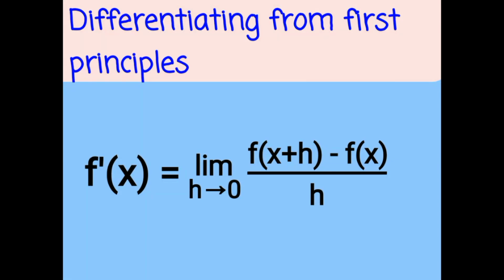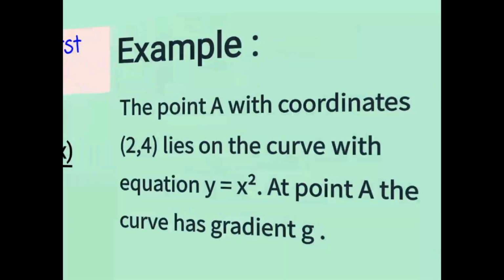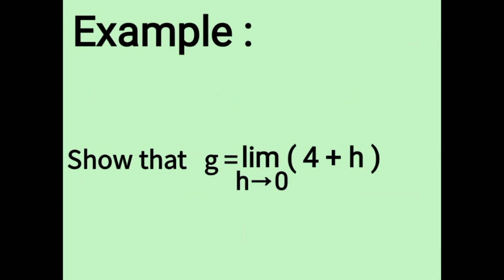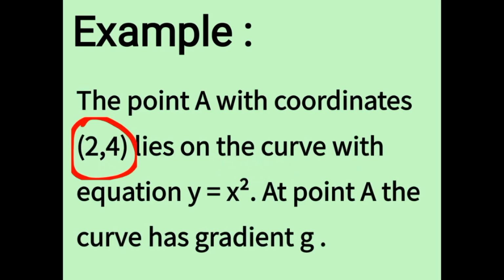Today, in this video, I am only covering where differentiation originates. I will be covering differentiation starting from my next video. Now, let's take a look at a few examples. The point A with coordinates (2, 4) lies on the curve with equation y equals x squared. At the point A, the curve has gradient g. Show that g equals the limit as h tends to 0 of 4 plus h. So, at A, x equals 2 and y equals 4.